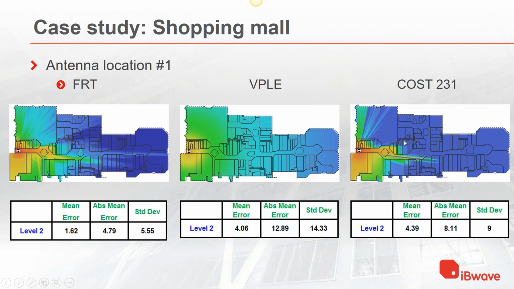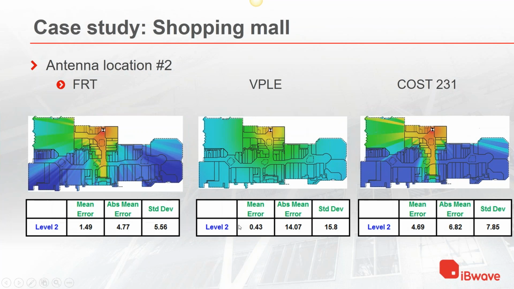Things are worse at COST 231 because the shadows start much sooner for them than for FRT. And so the accuracy is a bit better for FRT. It is about 4.8 here and 8.1 over here. So it's a little bit over 3 dB better for FRT than COST 231. And the difference in standard deviation is also about 3.5 dB. VPLE, not very good at all. And this is going to be the theme for the rest of those antenna locations. VPLE is breaking apart completely.